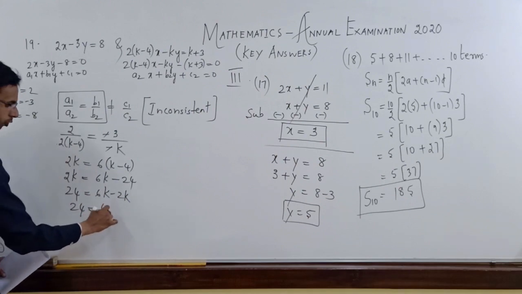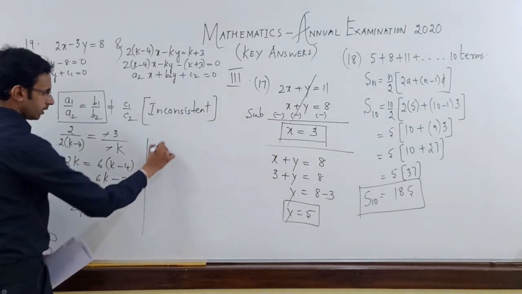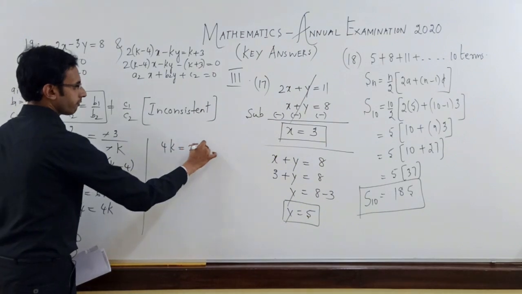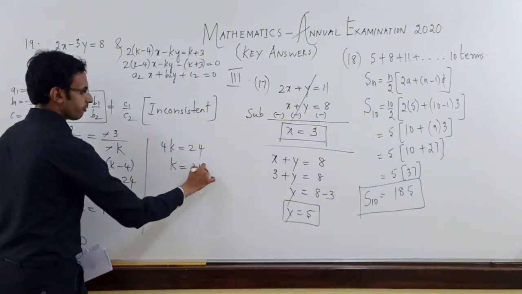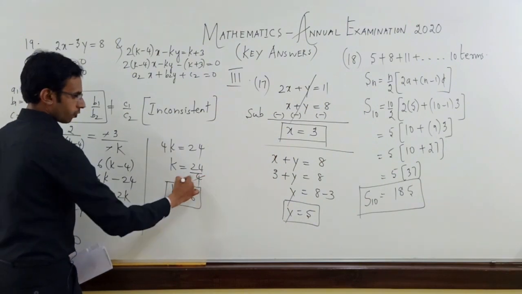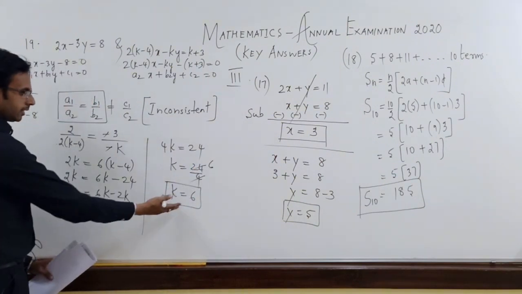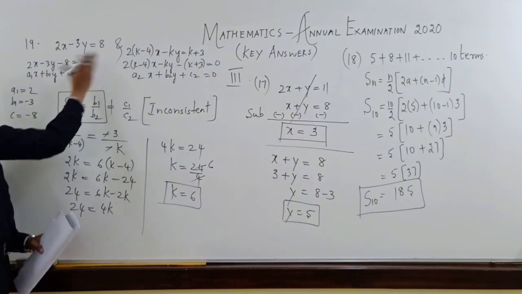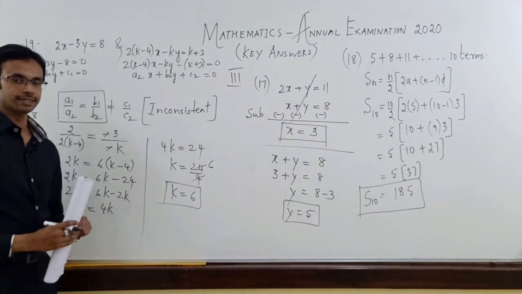24 is equal to 4k, or you can say 4k is equal to 24. K is equal to 24 divided by 4. So k should be 6, because 4 6s are 24. K value is 6 when we say that these two straight lines are inconsistent.